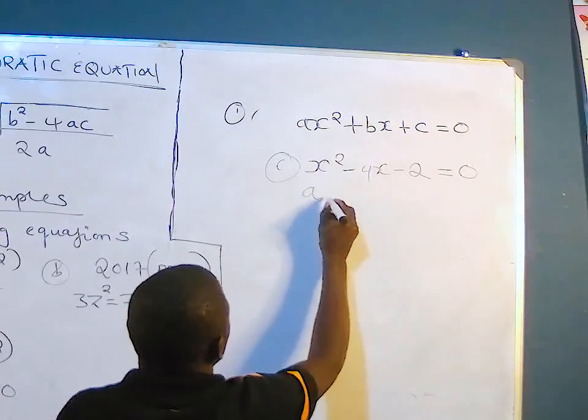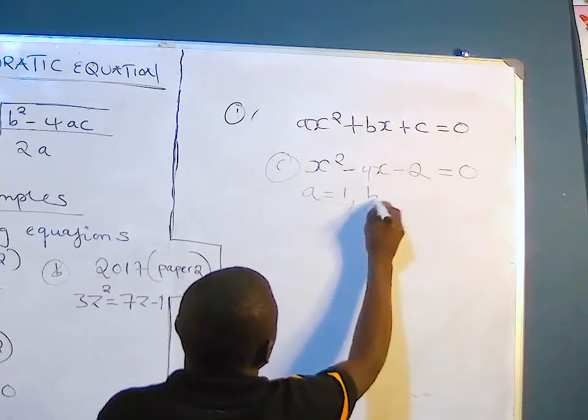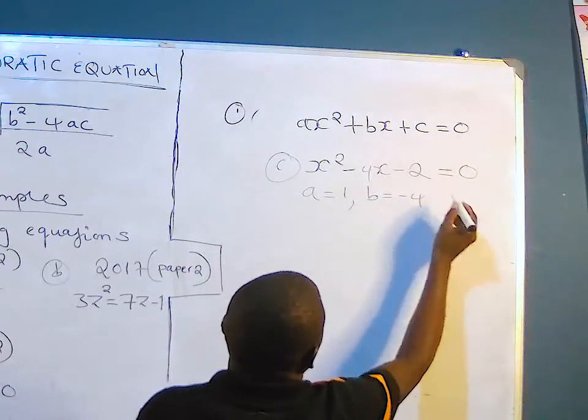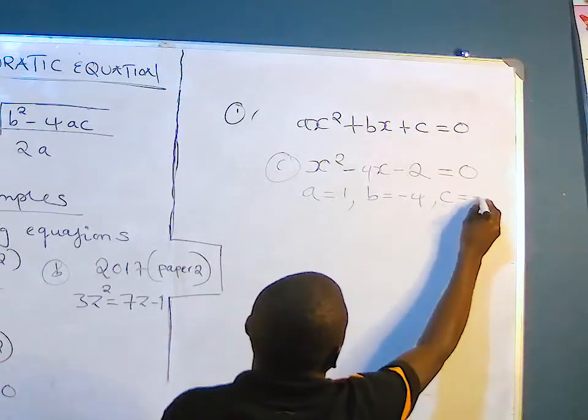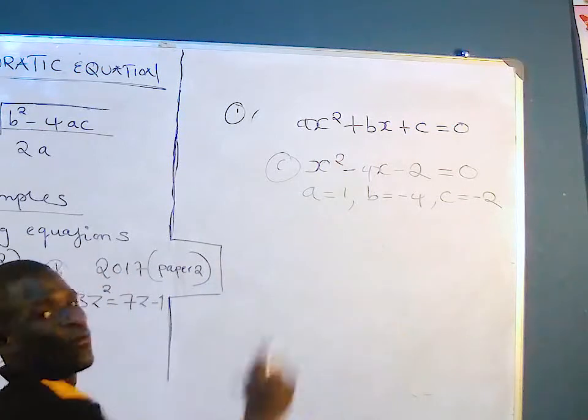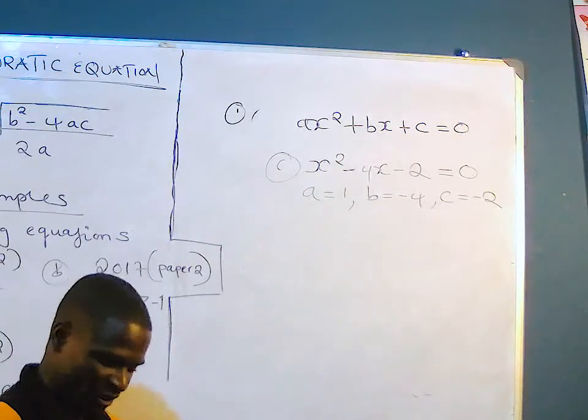So here our a is 1, our b is negative 4, our c is negative 2. It is a matter of you applying that method.